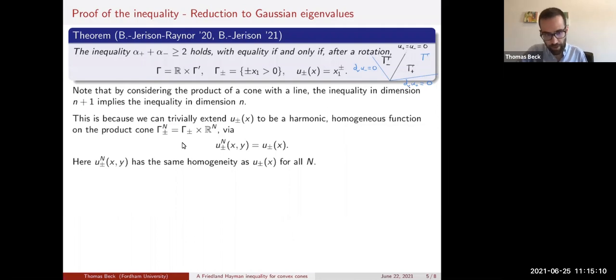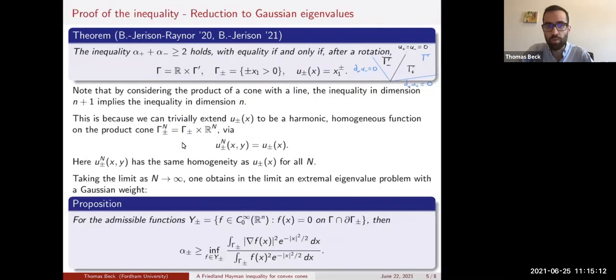So how do we use this fact? Well, the way that we use this fact is that we, in a careful way, take the limit as this dimension capital N goes to infinity. And what we find is that with a careful rescaling, one obtains in the limit a relationship between our homogeneities alpha plus and alpha minus and an associated extremal eigenvalue problem with a Gaussian weight.